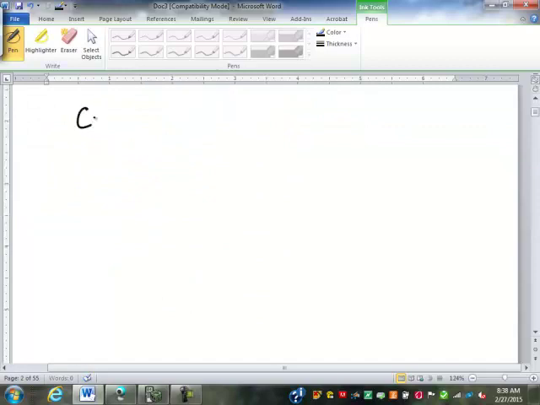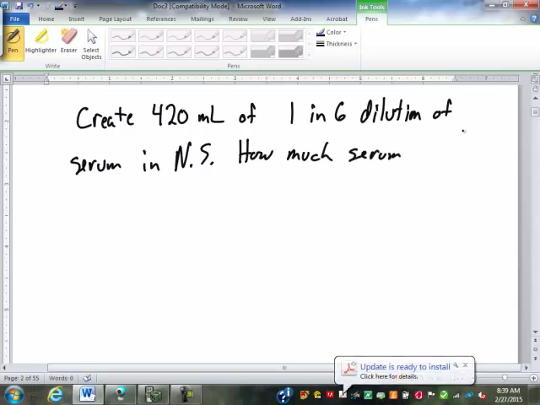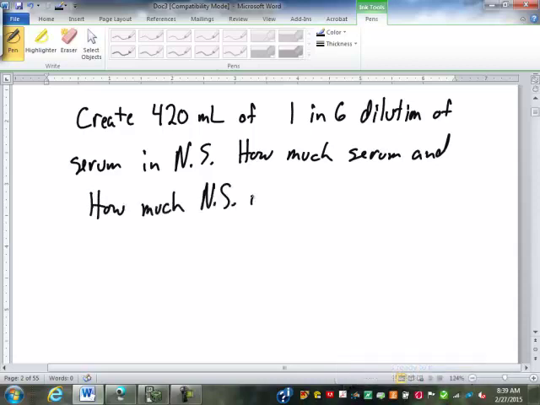So let's say we are going to create 420 milliliters of 1 in 6 dilution of serum and saline. How much of the medication, how much of the serum, and how much saline will be used?